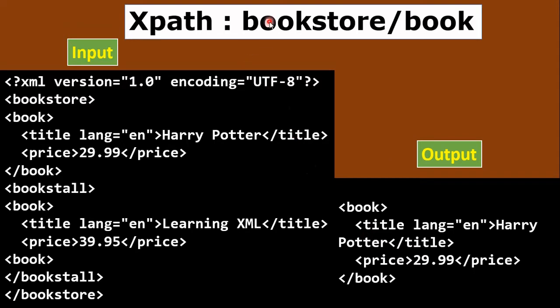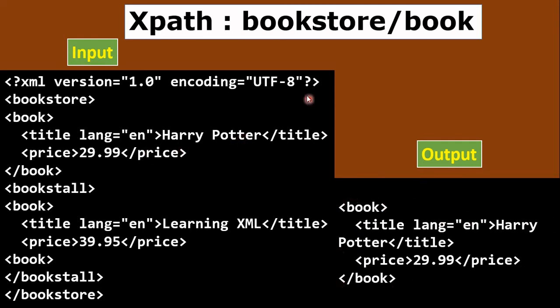If you write bookstore/book in XPath, it will retrieve the book which is in the bookstore. You can see here, the main root node is bookstore, and it contains a book, which is a child node of the bookstore, and there is another child node which is bookstall. For this child node there is another child which is book, but its root node is bookstall. But we are only searching for bookstore, and the child node for this bookstore is book. That's the reason why we got only a single node, which is book.